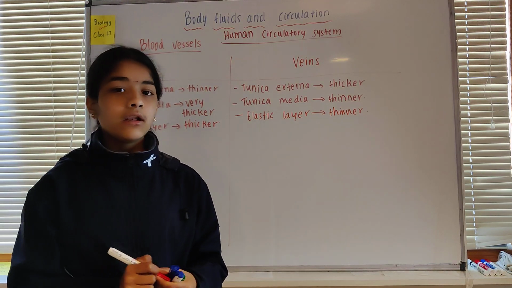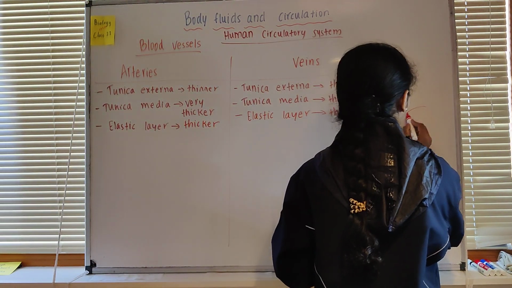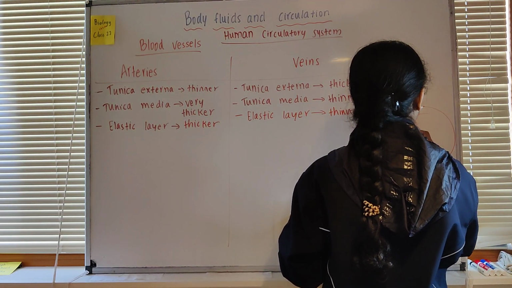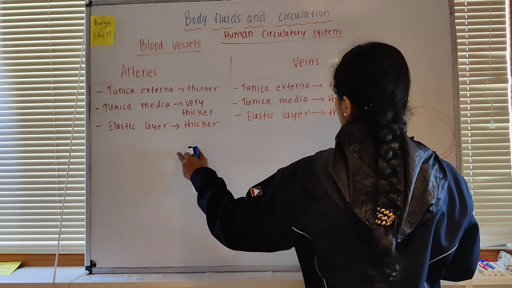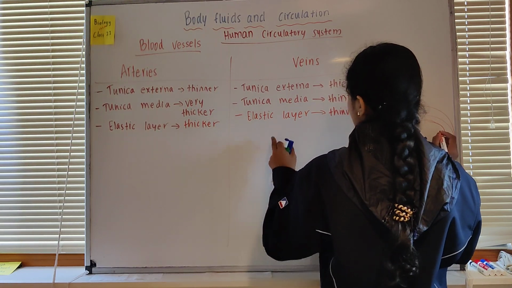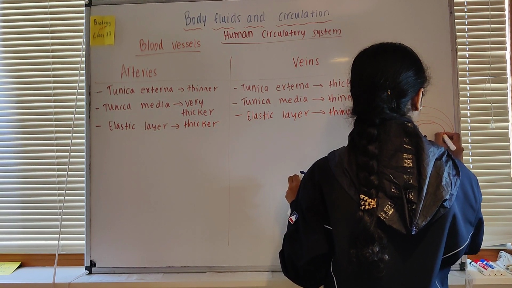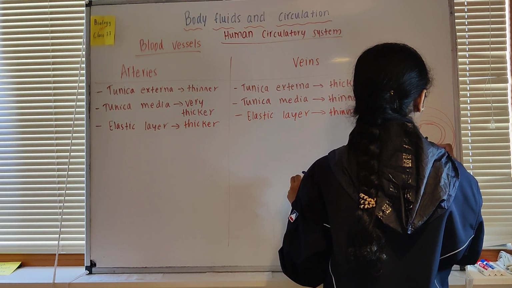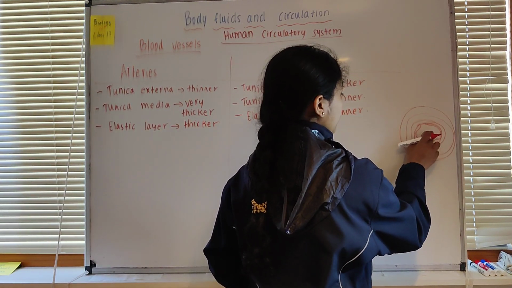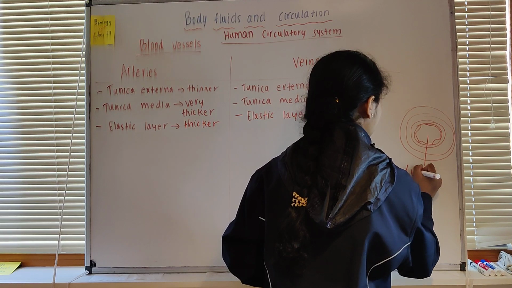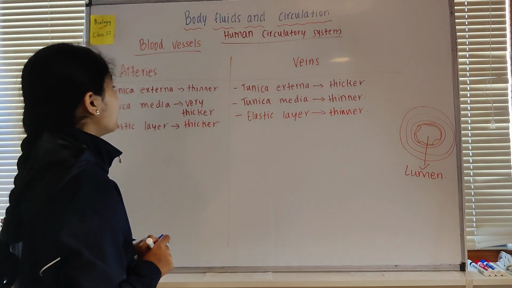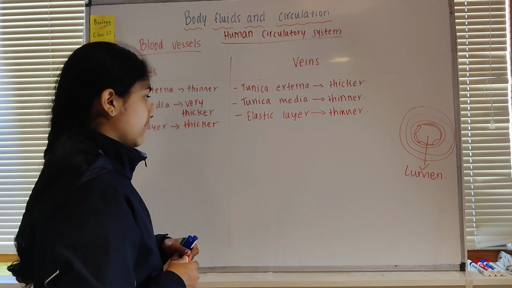So let's say if we draw a rough diagram here, if this is the tunica externa, then this is tunica media, and then we have the elastic layer, and then we have the endothelial cells here, something like this. Now in the middle we see a hole. This hole is what we call the lumen. Now the lumen is different in arteries and veins. Let's see that.